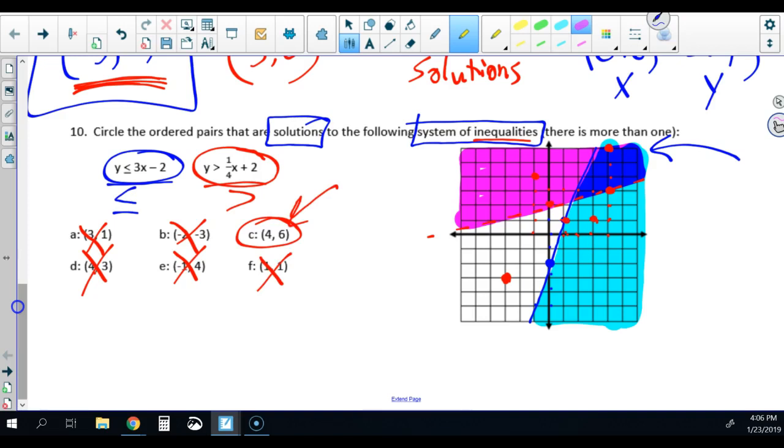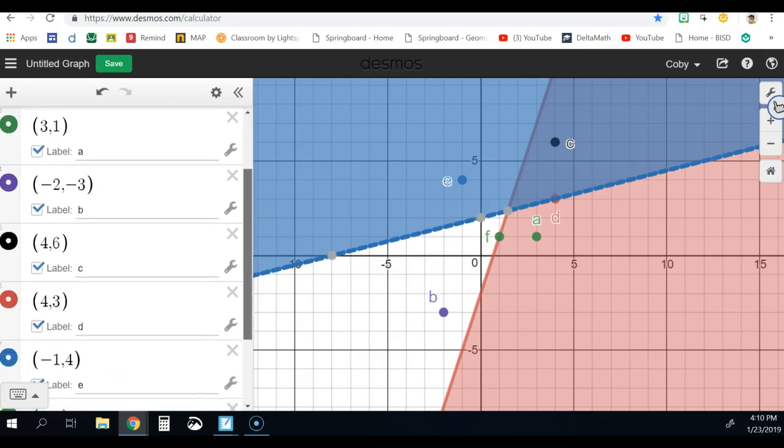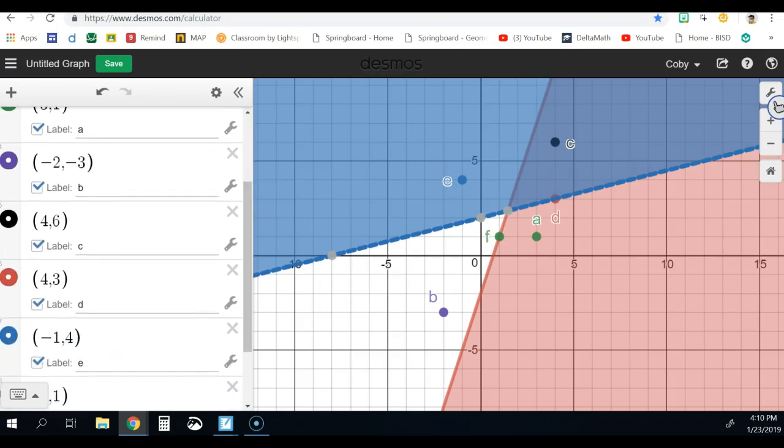You can also do this problem on Desmos. I'm going to show you real quick what it looks like on Desmos. Okay, I went ahead and paused it, graphed these, so you don't have to watch me take all the time to do it. I graphed 2 lines. We got line A, which is the red one, line B, which is the blue one. It shades it for me. And then I even plotted all the ordered pairs on here and labeled them A, B, C, D, E, F.